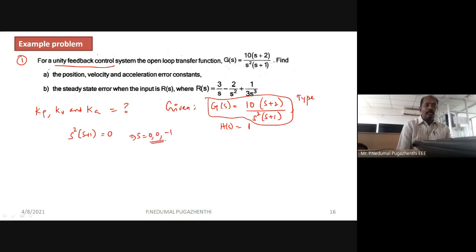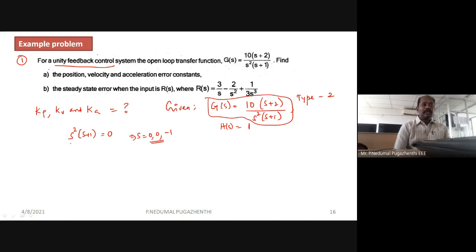How many poles are at the origin? How many roots or poles are there in the origin? We have two. S equal to 0 is one pole and s equal to 0 is another pole. So you have two roots or poles at the origin. So the type of the system is 2.